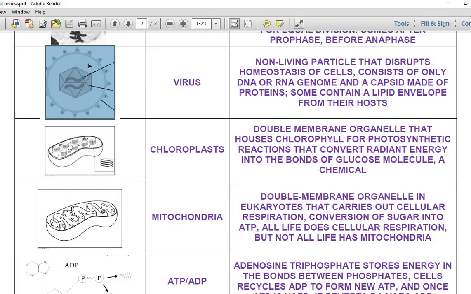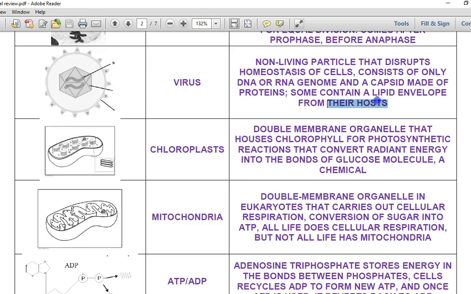Next we have virus. Remember that a virus is a non-living particle that disrupts homeostasis of cells. So that's why we learned about them in biology, because they have a large effect on living organisms. All cells are able to become infected with viruses, whether they're prokaryotes or eukaryotes. Remember that viruses are only genetic material and protein. So the genetic material can be DNA or RNA. And the protein component of viruses is called the capsid, and it surrounds the genetic component inside. Some viruses actually have a lipid envelope that they took from their host cell when they budded out of the cell. So that's only some viruses, not all viruses, and those come from their host.